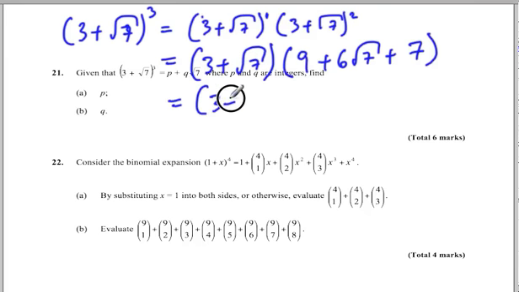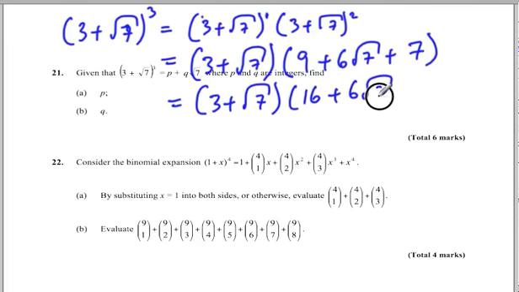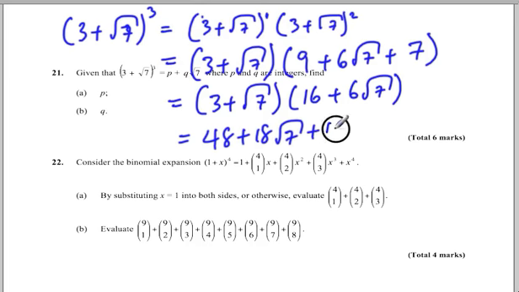So I'm just going to simplify that just before I do the last expansion. So 9 plus 7 is 16. So 16 plus 6 root 7. Okay. Now I can expand this over here. So 3 times 16 is 48. 3 times 6 root 7 is equal to plus 18 root 7. Root 7 times 16 is equal to plus 16 root 7. And finally, root 7 times 6 root 7 is going to be 6 times 7. That's going to be plus 42.